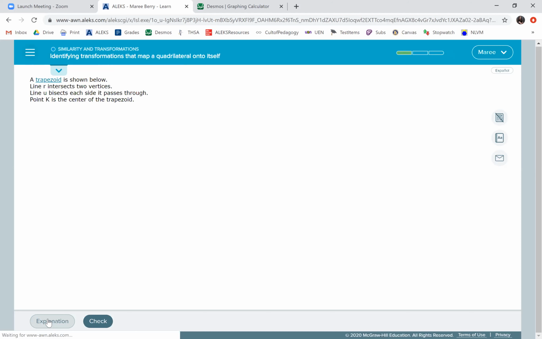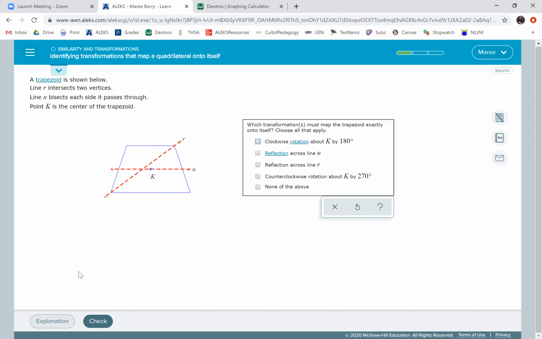So we'll look at another one, another trapezoid. So now U is bisecting the sides of the trapezoid and not the bases. So let's see, if we rotate 180 degrees, that's going to turn it upside down, so that's not going to work. Reflection across line U, definitely not, because look how long that one is and that side's shorter, so that's not going to work.